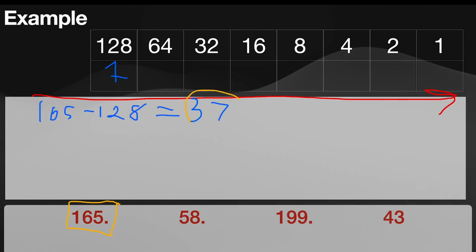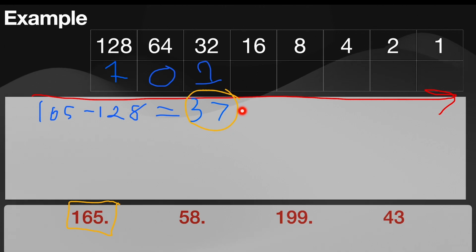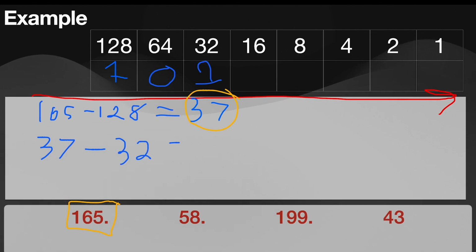So now using this number, going from left to right, we need to find the first number that is less than or equal to 37. So 64 is not less than or equal to 37, so we're going to put a 0 there. Now, 32 is less than or equal to 37, so we will put a 1 there. Then we're going to take our 37 and subtract 32 from it. And then that's going to give us 5.